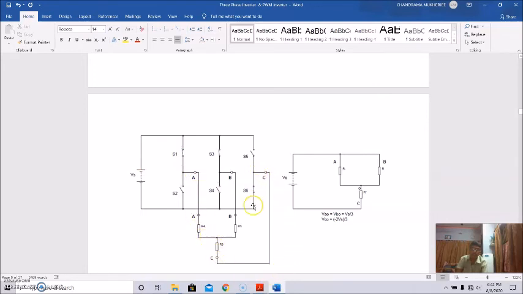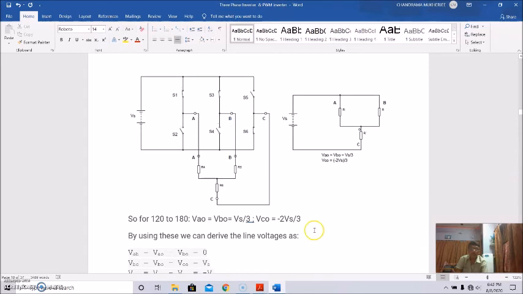This is one, this is another one, and this is another one in this way. So this is the simplified diagram. VAO equal to VBO equal to Vs by 3, and VCO equal to minus 2 Vs by 3. So for 120 degree to 180 degree, what will happen? This will be like this. VAO equal to VBO equal to Vs by 3, and VCO equal to minus 2 Vs by 3.